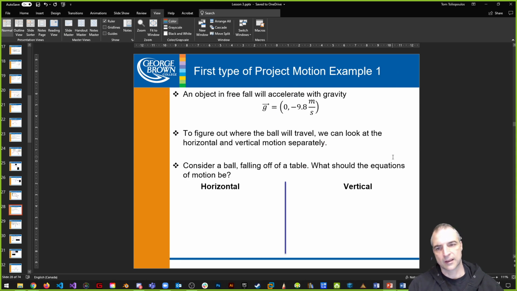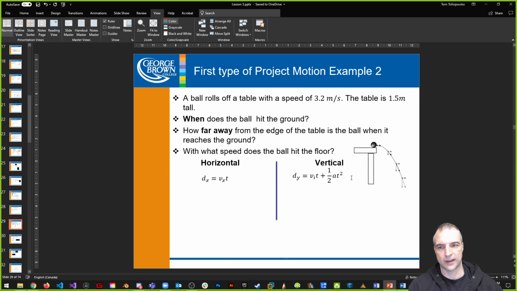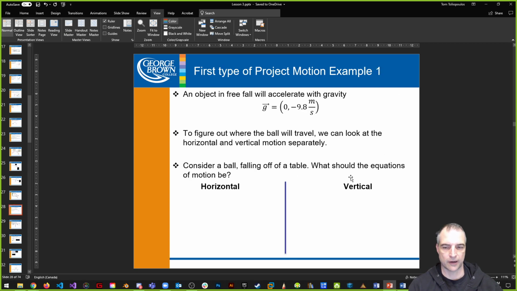Okay, so let's think about this. An object in free fall will accelerate with gravity. Here's example number 1. To figure out where the ball will travel, we can look at the horizontal and vertical motion separately. Okay, consider a ball falling off a table. What should the equations of motion be? So I have a ball. It's falling off a table. How does it work?